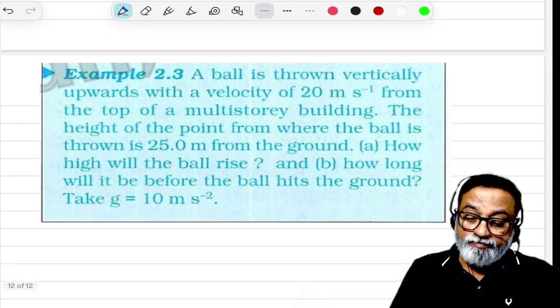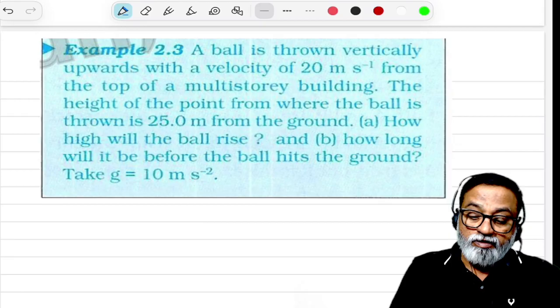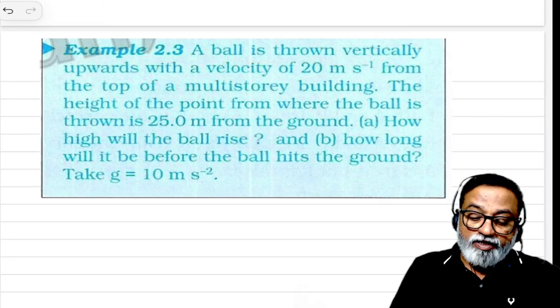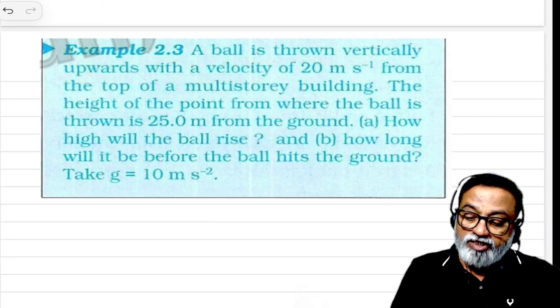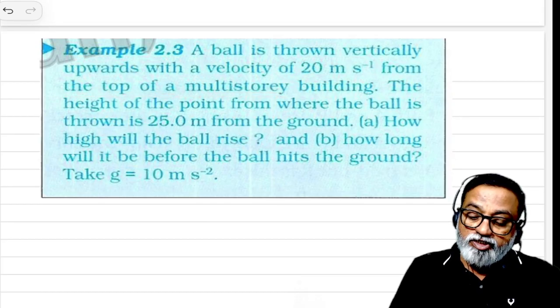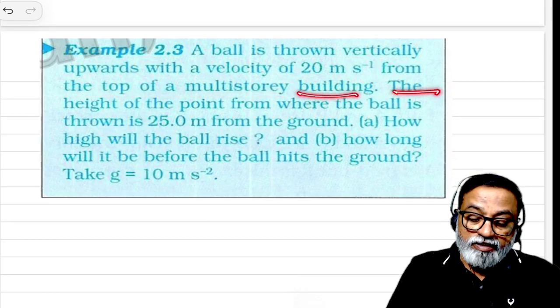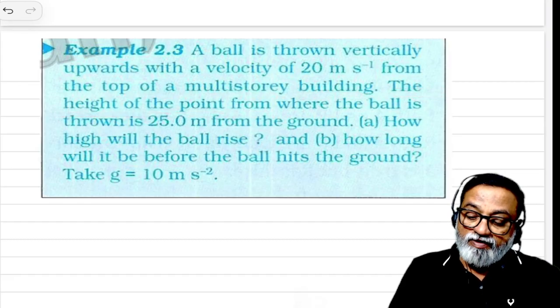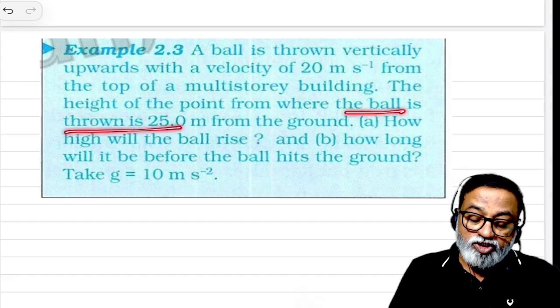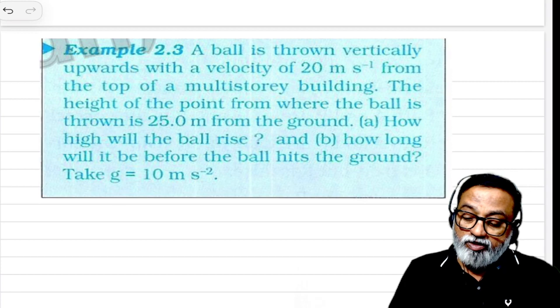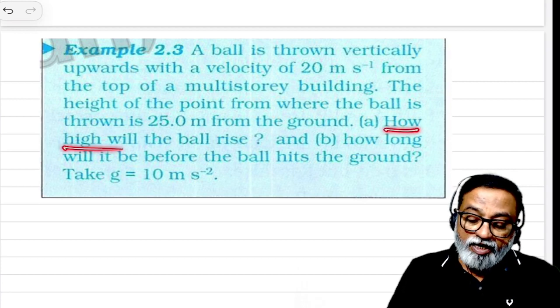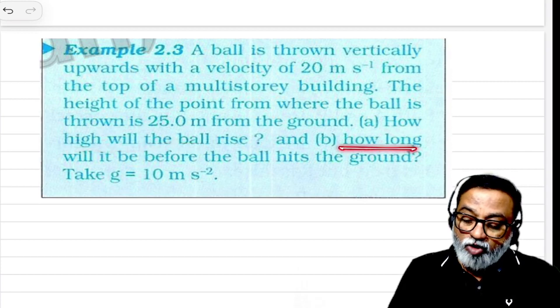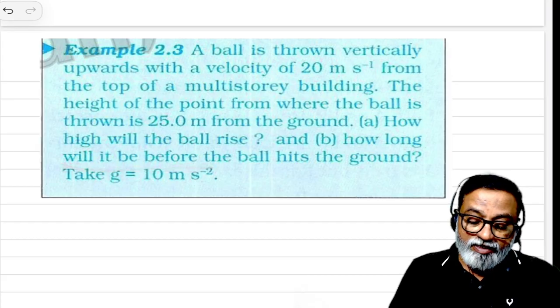Next one. A ball is thrown vertically upwards with a velocity 20 meter per second from the top of a multi-storey building. The height of the point from where the ball is thrown is 25 meters from the ground. In this, how high will the ball rise? How long will it be before the ball hits the ground?